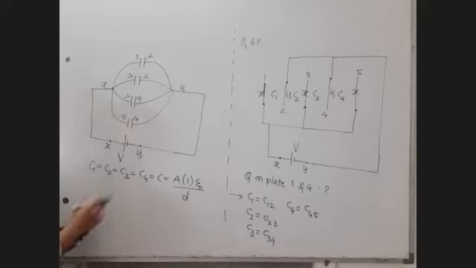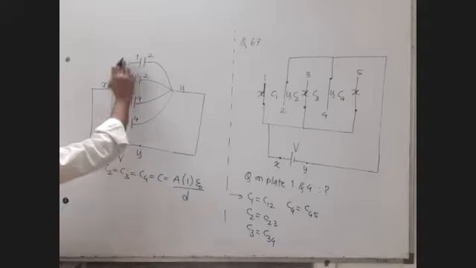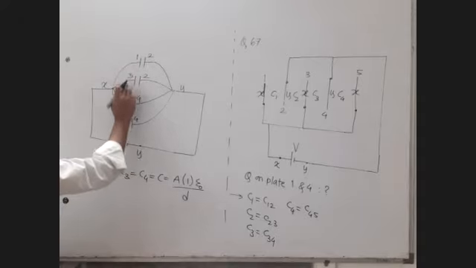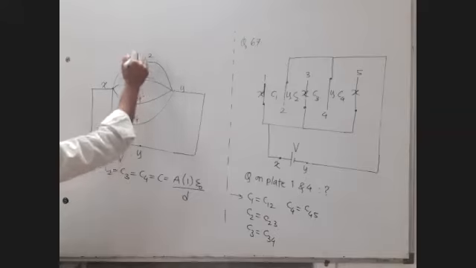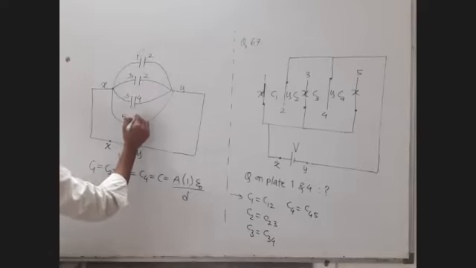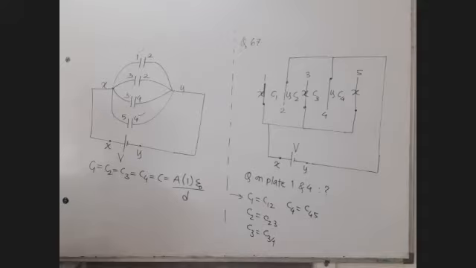And then we can find out equivalent capacity, then total charge given by the battery, then how much charge will flow here, that we can find out, and then we can find out charge on plate number 1 and charge on plate number 4, that we can do. But instead of that, there is another way. What is that way? Try to understand.